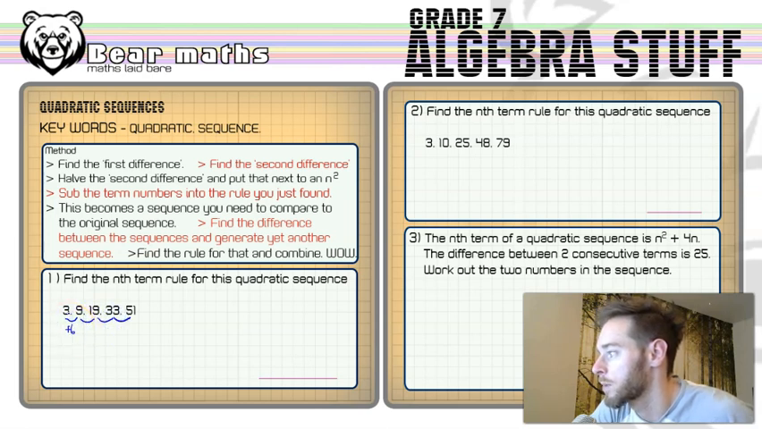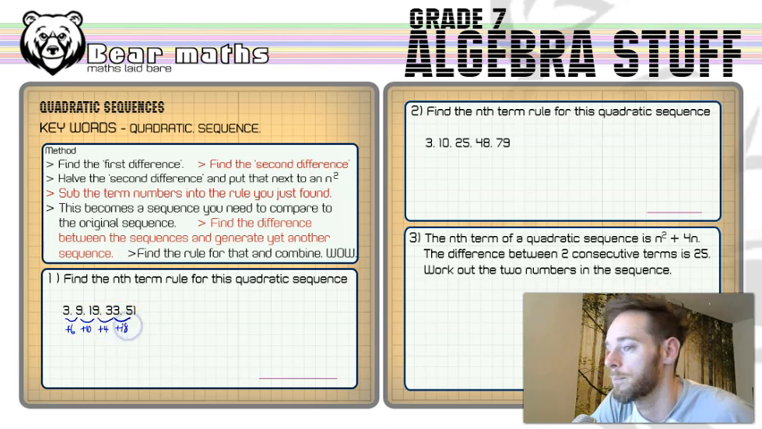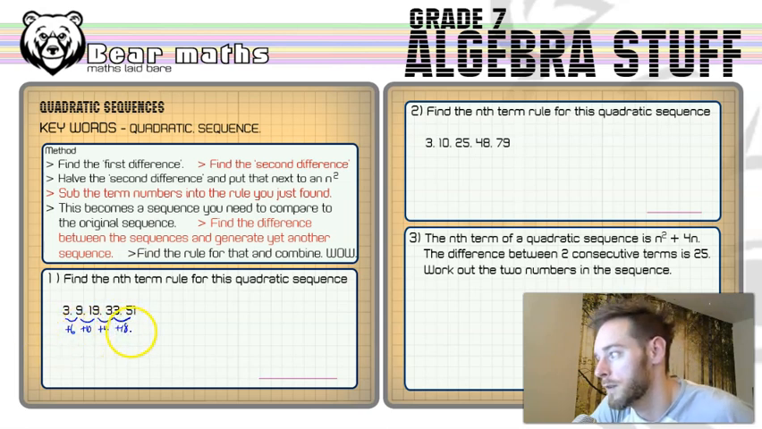That's a positive 6. You have to add 6 on to get to 9 from 3. You have to add, not 6, you have to add 10 on to get from 9 to 19. You have to add 14 on to get from here to here, and you have to add 18 on to get from here to here. So that's our first difference worked out.